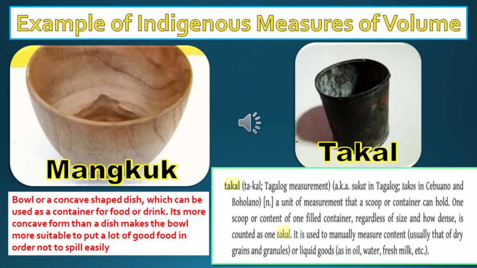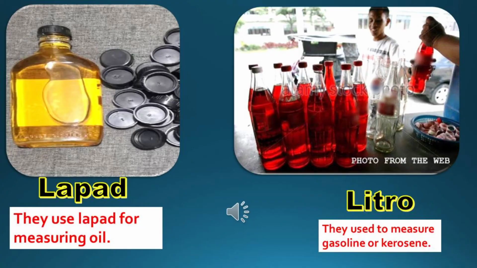Examples of indigenous measures of volume. Mangkok, that's bowl in English. Takal, that's tacos in Cebuano and Boholano, and that's sukat in Tagalog. Lapad: they use lapad for measuring oil. And they use litro to measure gasoline or kerosene.